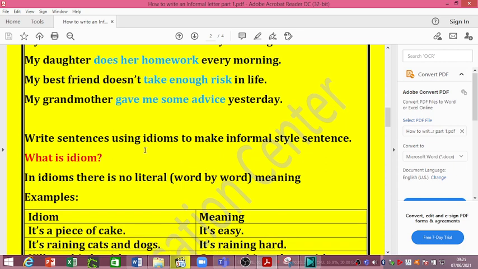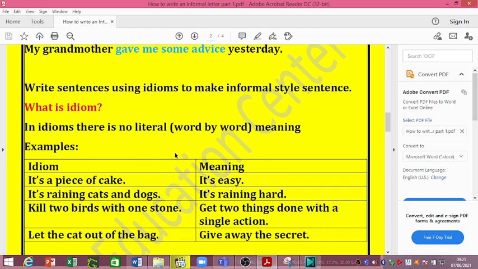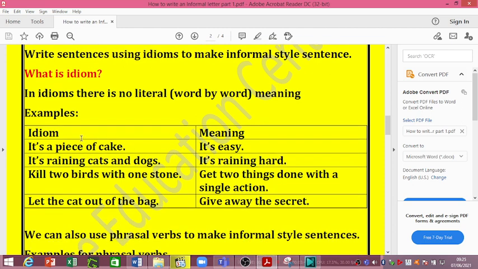Yes. Write sentences using idioms to make informal style sentences. Yes, this is our next technique. Right, using idioms. Then what is an idiom? In idioms there is no literal meaning. Literal meaning means word by word meaning. You can't get an idiom that way. Here you can see some examples. This is the idiom and this is the meaning of that idiom.